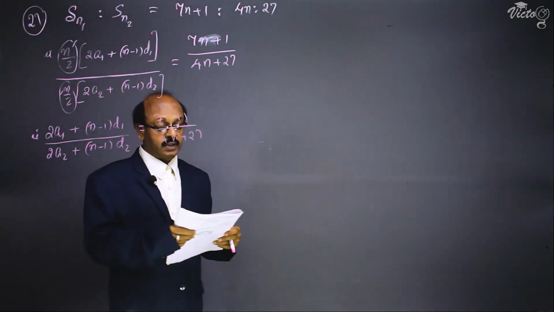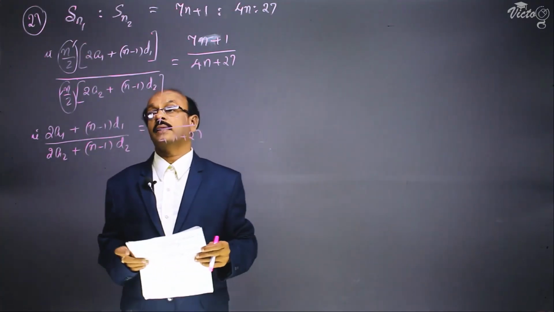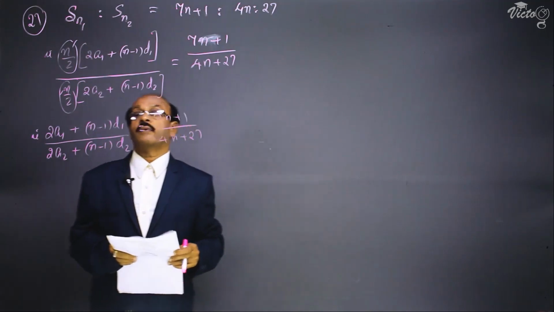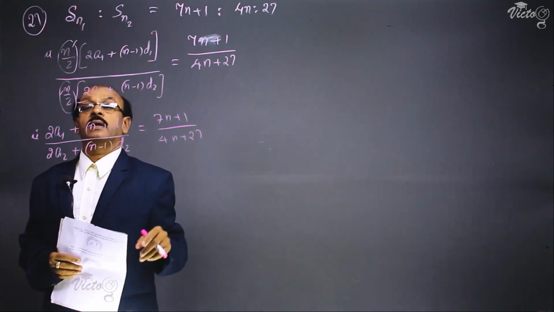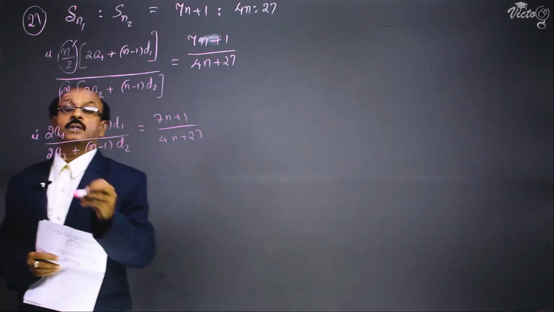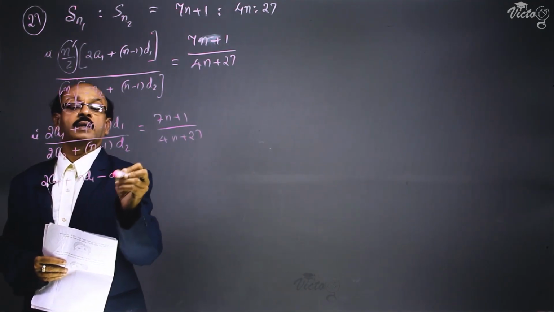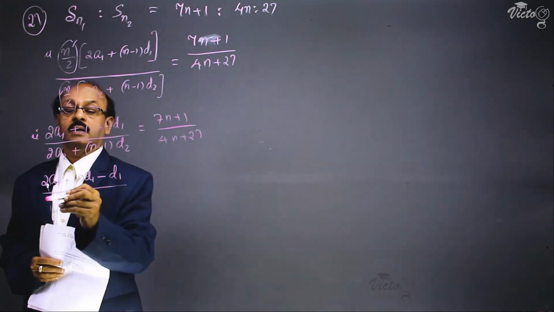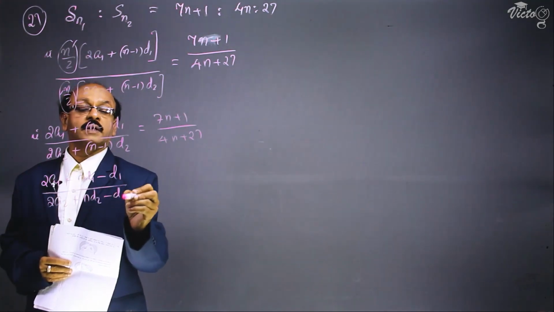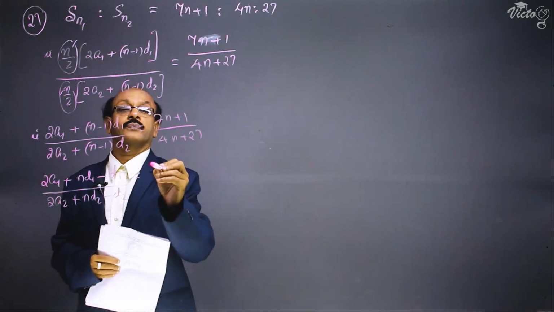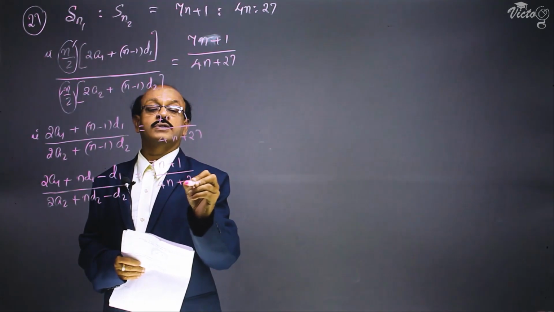We have to find the ratio of their ninth terms. For that, we have to find the values of a1 and d1. For that, we can cross multiply. Before that, we have to remove the brackets. 2a1 plus n d1 minus d1 divided by 2a2 plus n d2 minus d2 is equal to 7n plus 1 divided by 4n plus 27.